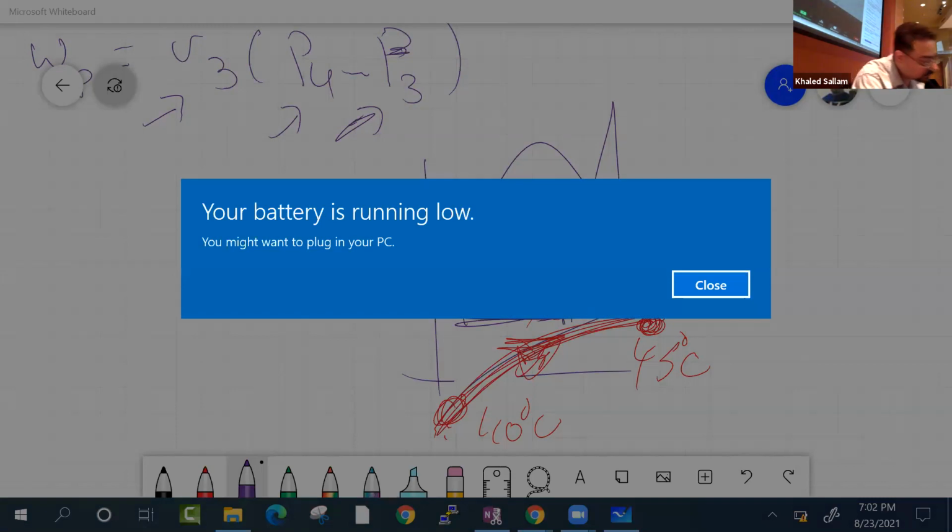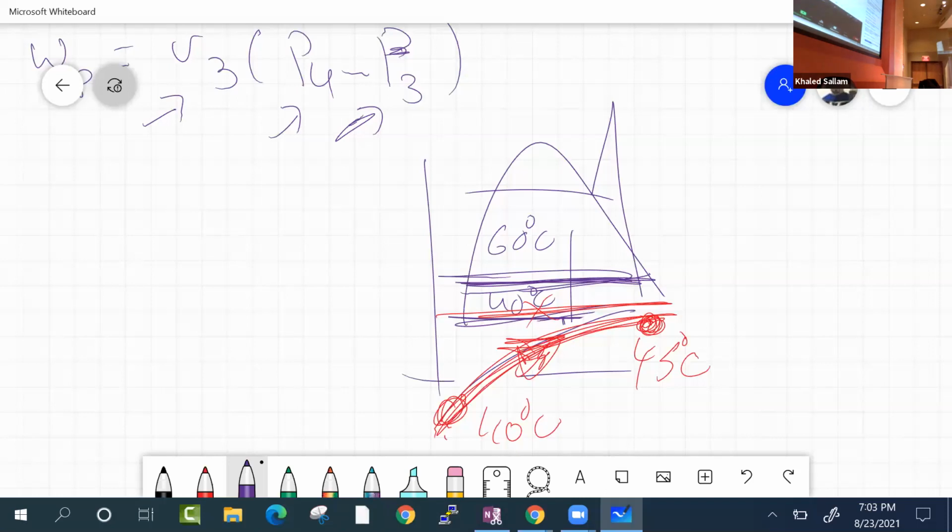Okay. I need to, why is this long? Make sense? So yes, we want to go lower, but we are limited by the temperature.